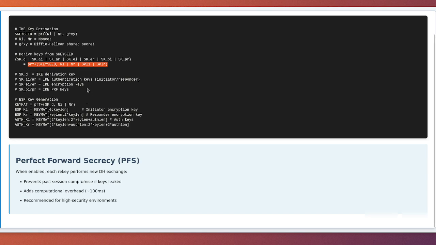Perfect forward secrecy or PFS is a critical concept in IKE key management.